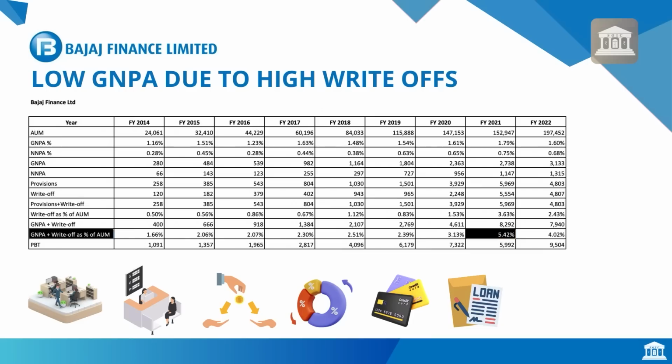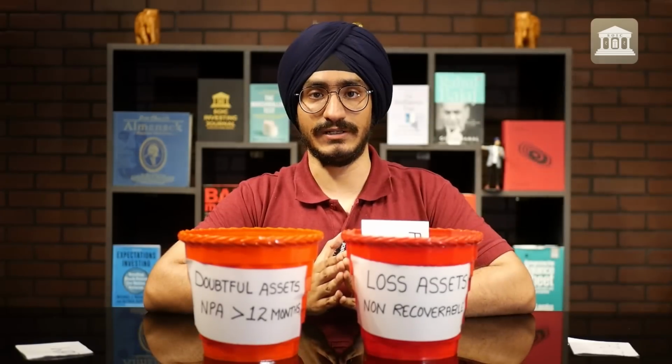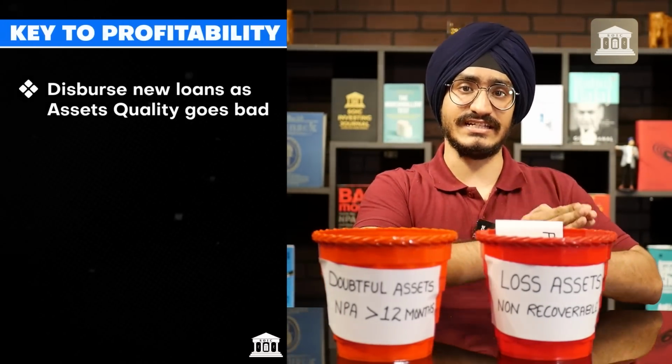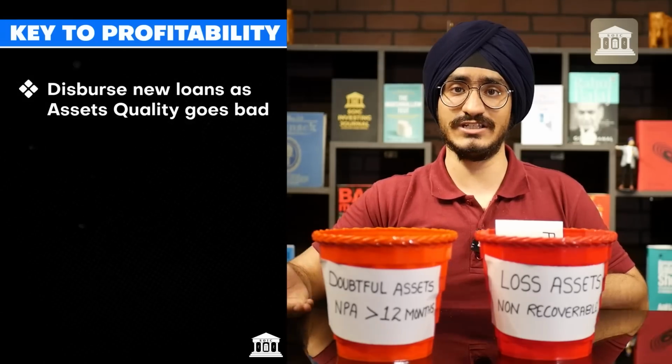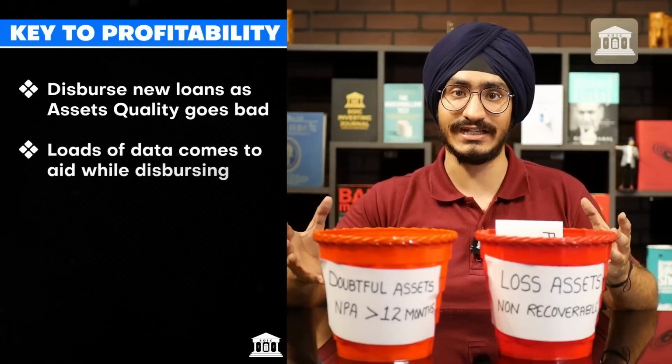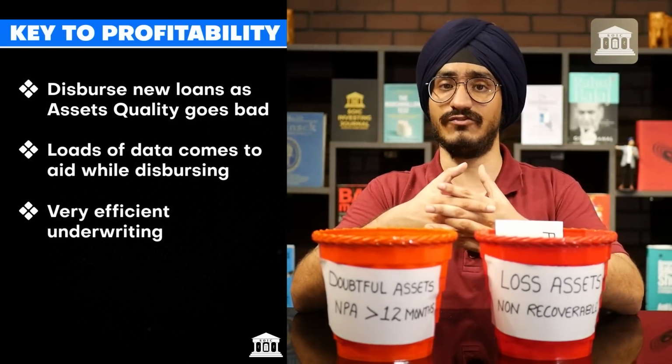So why is Bajaj Finance able to handle so much pain? Simple reason is, look at the assets under management. That is how many loans you have given and how many assets you are managing currently. So assets under management have grown from 24,000 crores to 2 lakh crores in the last 8 years. That is a compounding of more than 35 to 37%. So this is the reason why Bajaj Finance has been immensely profitable, because as and when your asset quality goes bad, you keep disbursing more and more loans. And how are you able to disburse more and more loans? Because you have a lot of data and your underwriting is also very, very efficient.